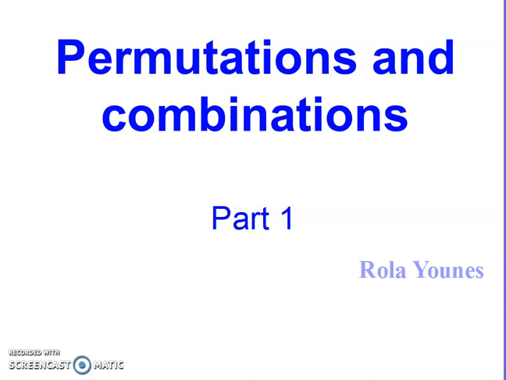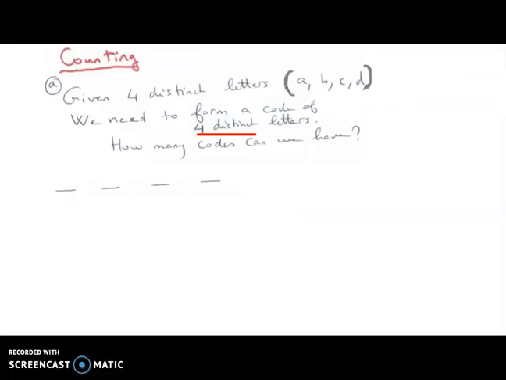Hello everyone. In this activity we'll be learning the difference between permutations and combinations. Given 4 distinct letters A, B, C, D, we need to form a code of 4 distinct letters. How many codes can we have? For the first letter, there are 4 out of the 4 possibilities to have the first letter.